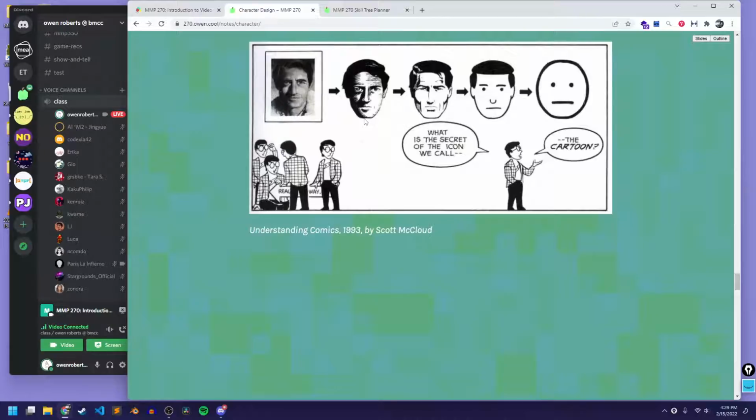But there may be other advantages to having a highly detailed character if you're trying to tell a very specific story. So we can think about that as we're designing our characters, whether we want to go for more representational, like what we see on the left, versus more cartoonish or iconographic, like what we see on the right.